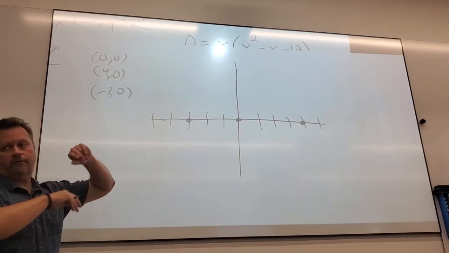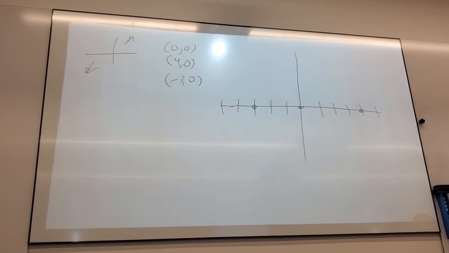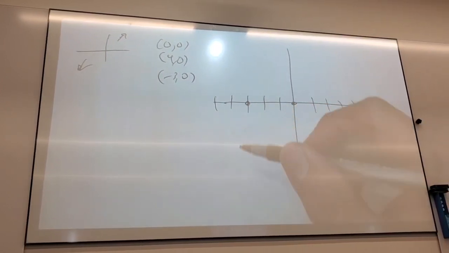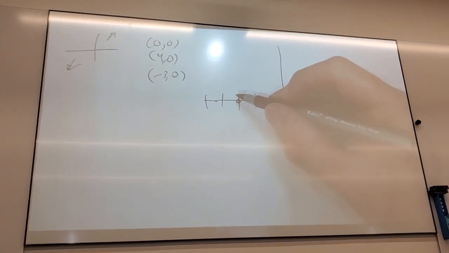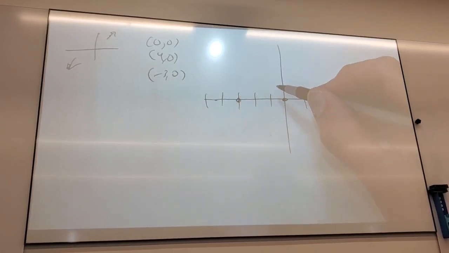From the end behavior, I know it's going to start down here. I don't have to plug points in. The trick is, is it going to turn or is it going to go through?